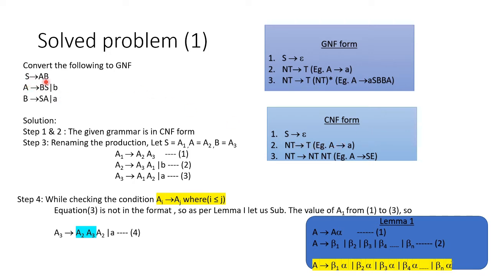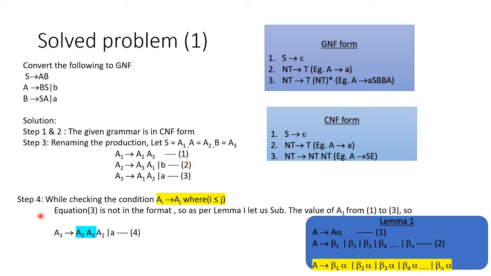You can see that it is exactly like our CNF form. The problem itself has been given to you in CNF form, so half of the work has been done. Step 3 is that we need to rename the grammar non-terminals as A1, A2, A3 and so on. The start symbol always starts with A1. So I rename S as A1, A as A2, B as A3, and I have numbered these as equations 1, 2 and 3.